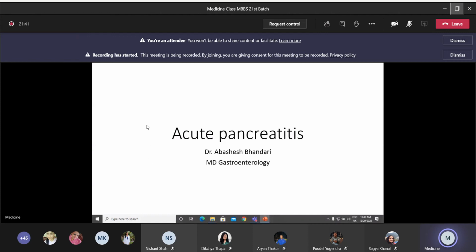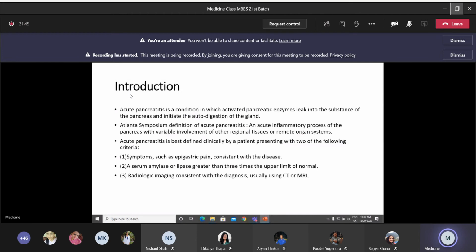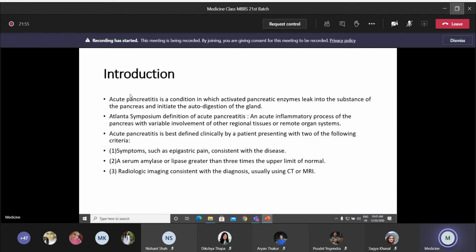Today's class. It is a condition in which there will be activation of the pancreatic enzymes, which leak into the substance of the pancreas and initiate the autodigestion of the gland, leading to inflammatory conditions and causing severe epigastric pain to the patient. Okay, so there are two definitions.